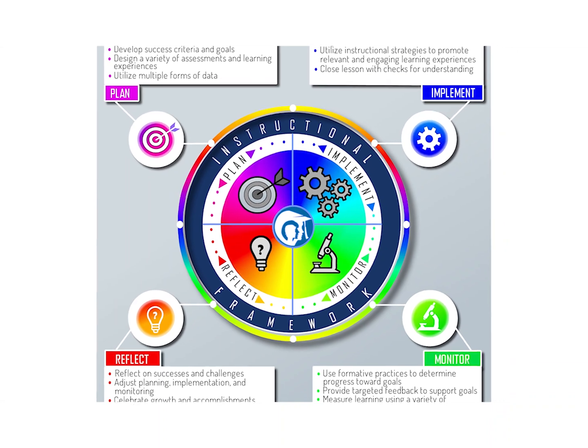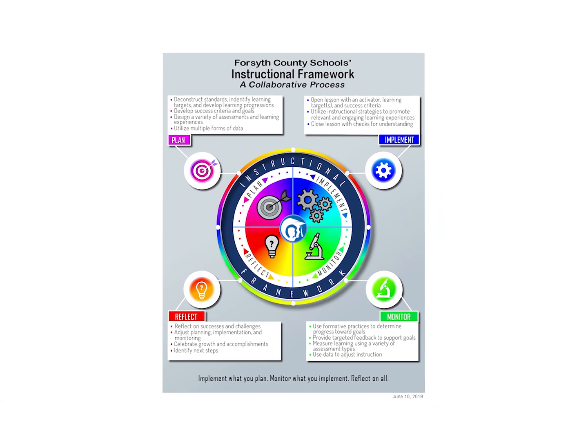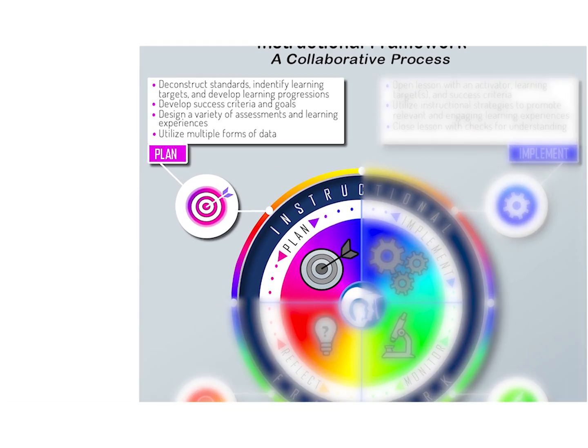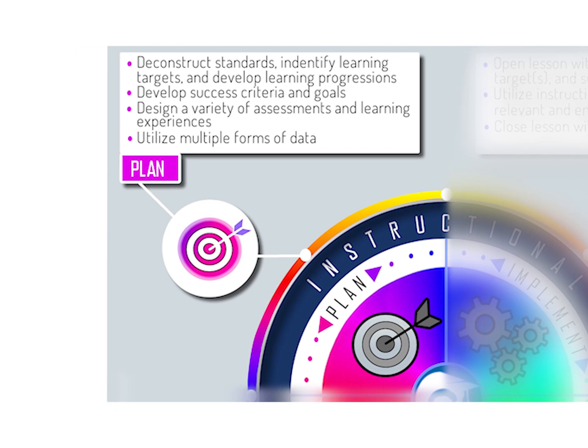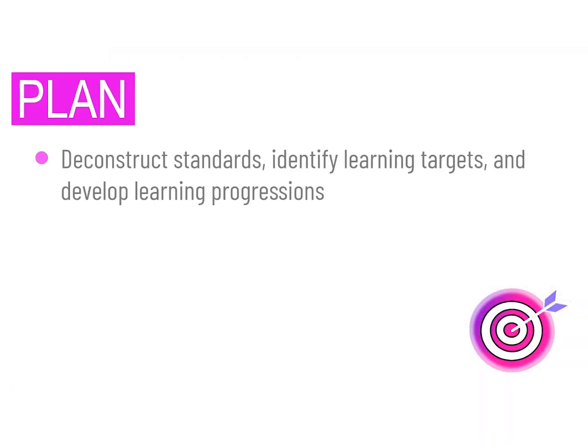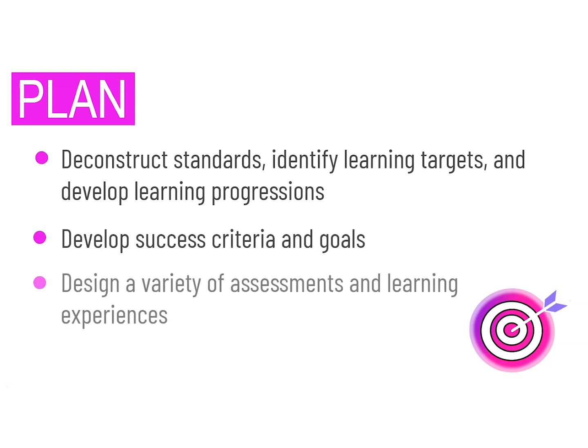Now, let's take a look at each of these phases. Let's begin with plan, because we know highly effective instruction does not happen without purposeful planning. Read the 4 bullets under Plan. These expectations state that all teachers must analyze standards to clearly understand what is to be learned.